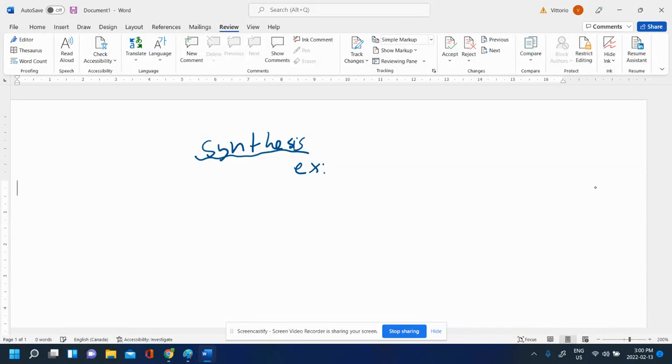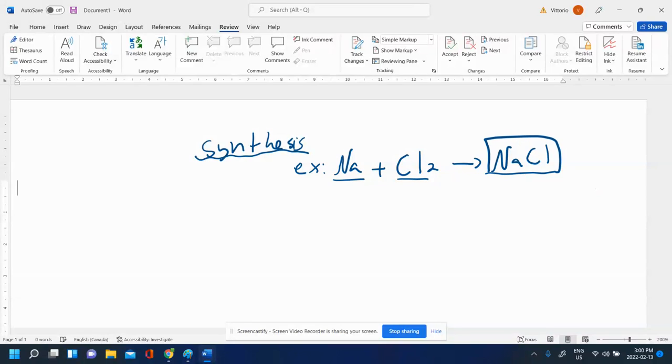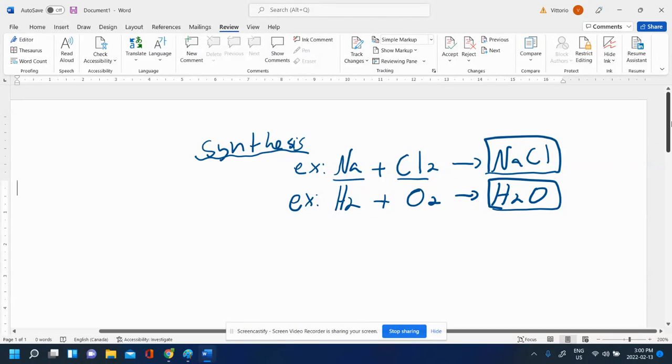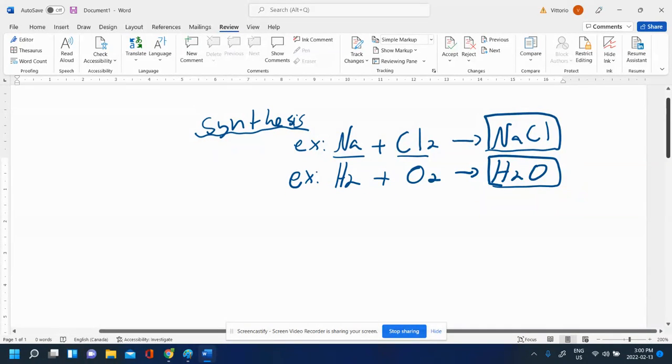We'll just do sodium plus chlorine produces NaCl. Two things coming together to make one larger thing. We could do H2 plus O2 produces H2O. Two things coming together to make one larger thing. That's a synthesis reaction. The opposite of that is to break.